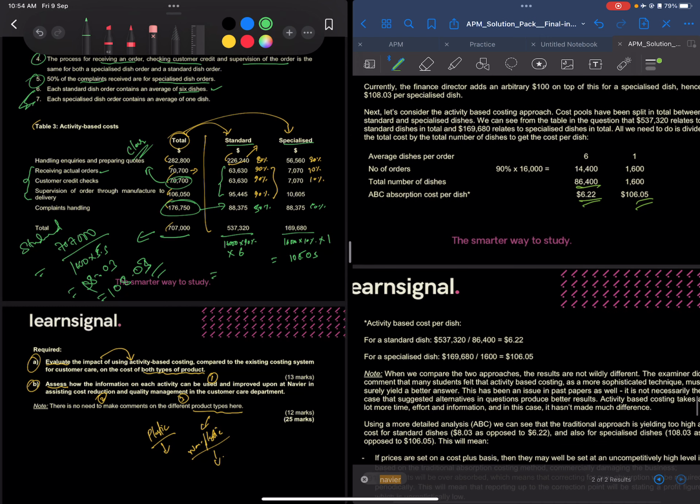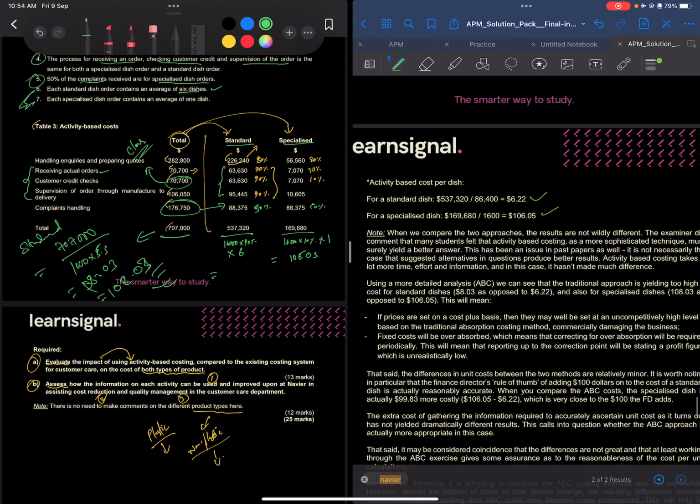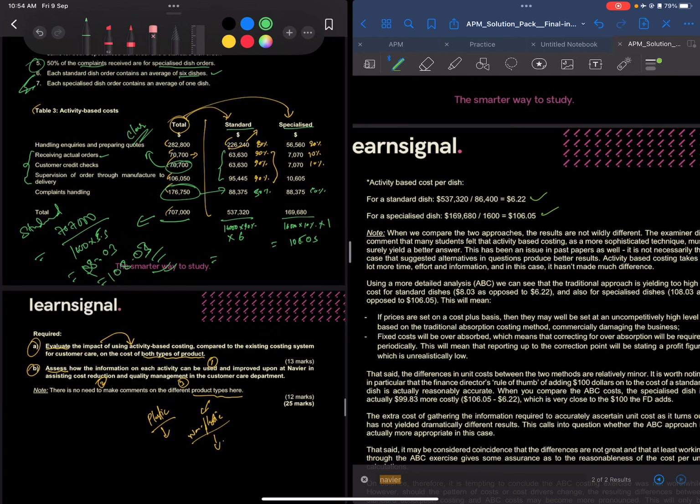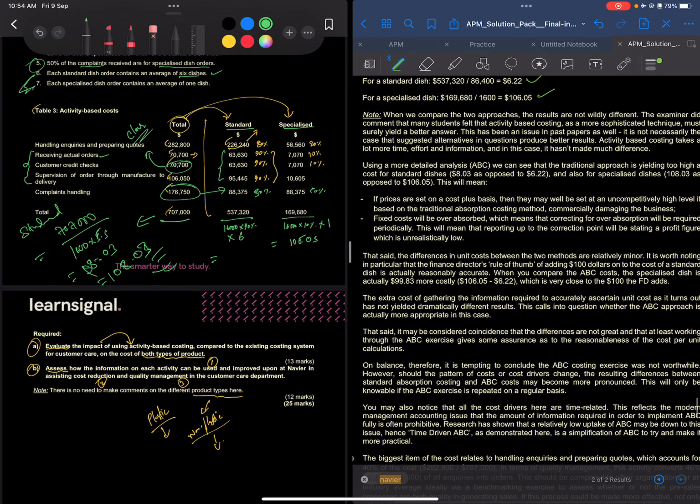6.22. I want you to practice this again and again. So basically the standard costing is roughly the same, the difference is very minuscule. Even in the comment, what do they say? When we compare the two approaches, the results are not widely different.